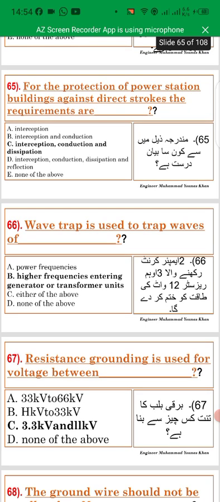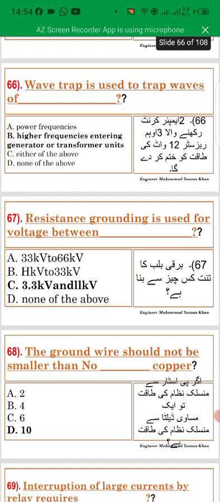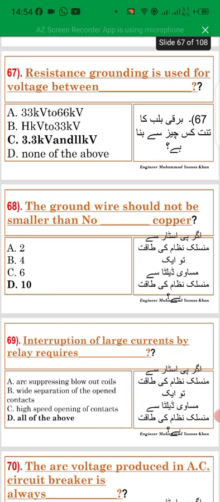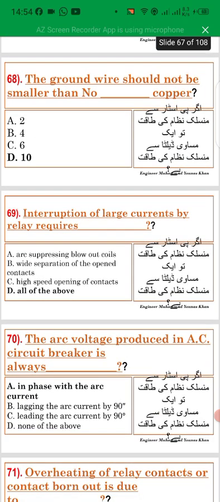For the protection of power station building against direct strokes, the requirements are interception, interconduction and dissipation. Wave trap is used to trap waves of high frequency entering generator or transformer units. Resistance grounding is used for voltage between 3.3 kV and 11 kV. The ground wire should not be smaller than number 10 copper.